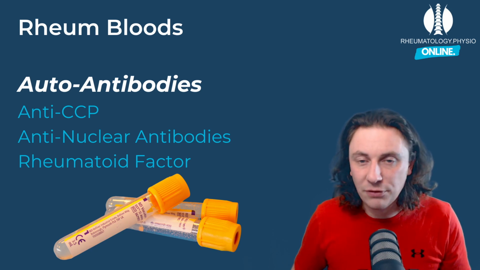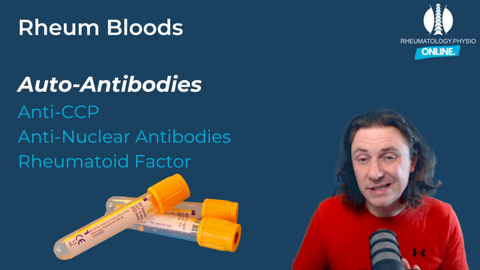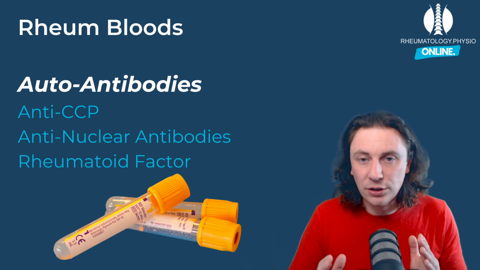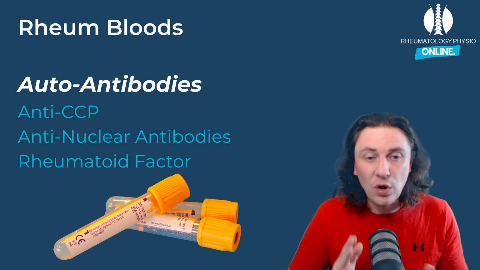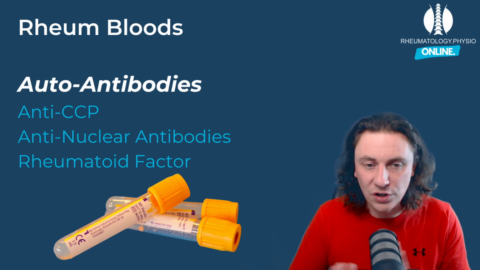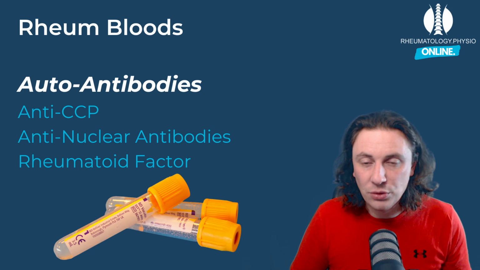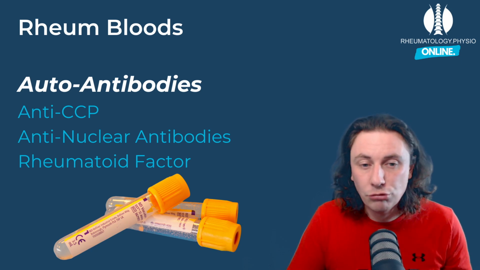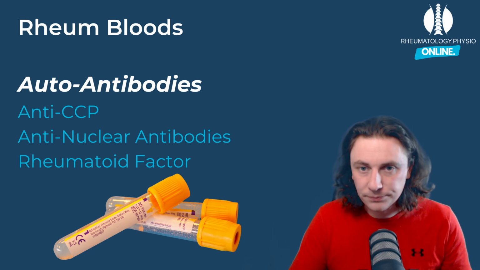About 95% of our rheumatoid arthritis patients are going to be positive for anti-CCP. We also have slightly less specific ones, and these include anti-nuclear antibodies, or ANA. You'll have heard of that. There's controversy over what we do with positive ANA results, and also rheumatoid factor as well.